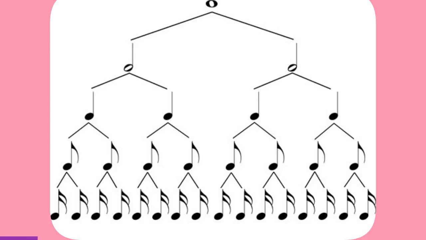Now look at this note tree. We have the whole note. It gave us two half. Two half gave us four quarter. Four quarter gave us eight eighth. Eight eighth gave us 16 sixteenth notes. Can you see that? It's very clear.